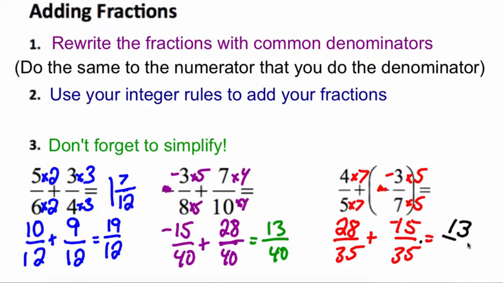28 minus 15 is going to be 13. Denominator stays the same. 13's prime. We can't simplify. Our answer is 13/35. I love that even though I realized last time that I used the same numerators, I still didn't change it.